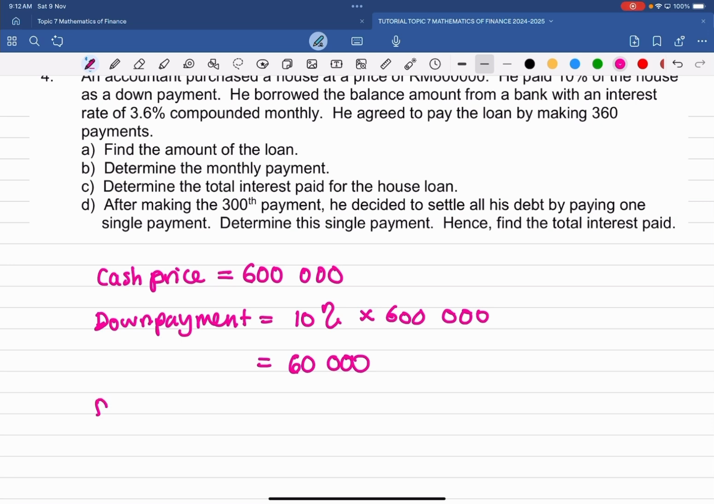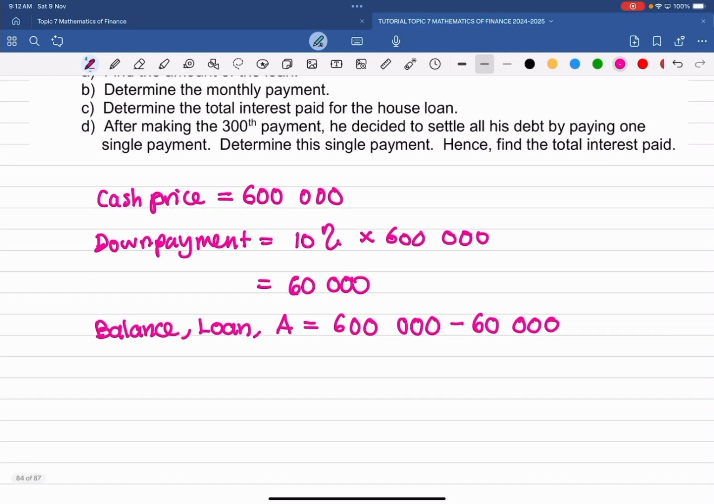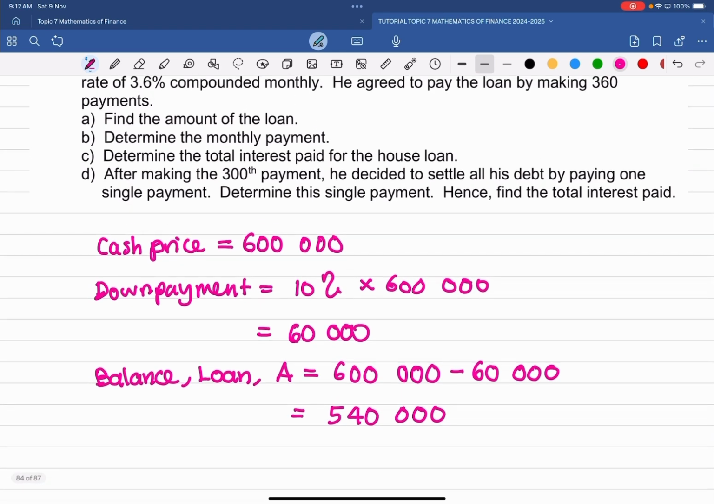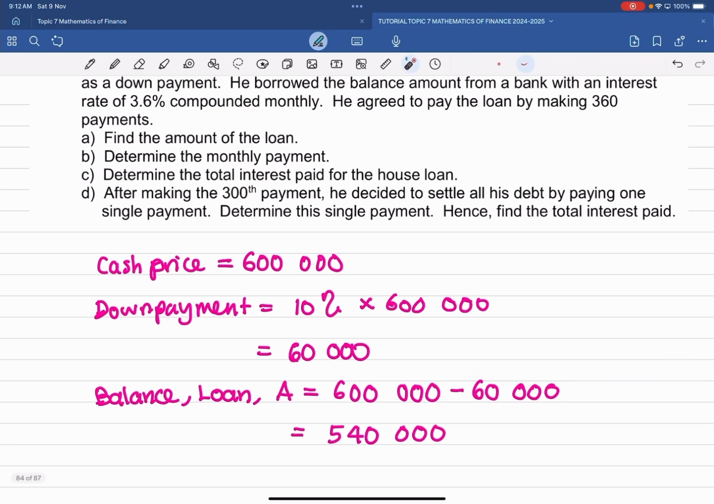The balance is our loan, which is a present value annuity, because the money is money now, the present value. He wants to take the loan now. So how much will we get? 540,000. Find the amount of the loan. So this is the amount of the loan, for question A. Question B, determine the monthly payment.